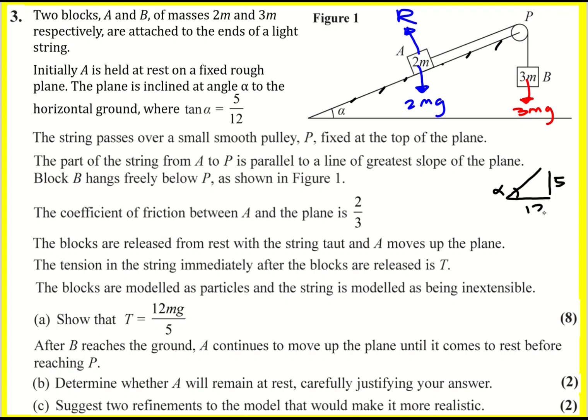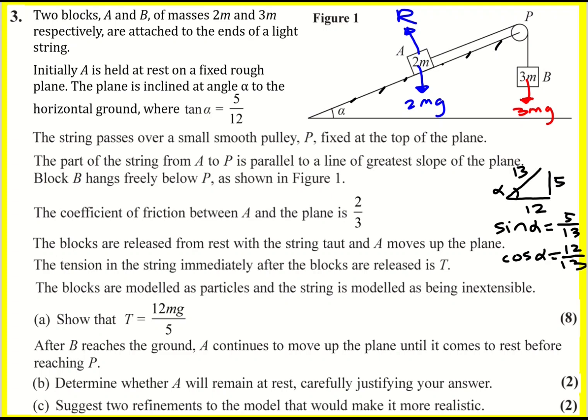So 5/12 here. Draw a little triangle and let's work out the exact values of sine alpha and cos alpha. This is a 13. It's a 5, 12, 13 Pythagorean triple, but of course you can do 12 squared plus 5 squared, square rooted, to get that 13. And then sine alpha is 5/13. Cos alpha is 12/13.